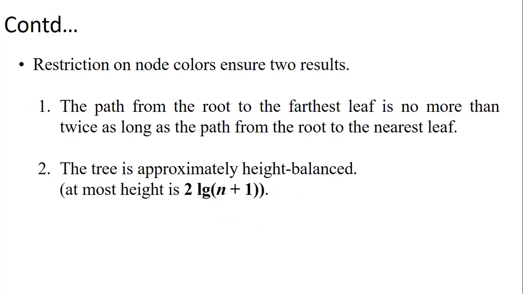Now, the restriction on node colors ensures two results. First, the path from the root to the farthest leaf is no more than twice as long as the path from the root to the nearest leaf. The second result is that the tree is approximately height balanced. At most, the height is 2 log(n+1). Now let's discuss them in detail along with proofs one by one.